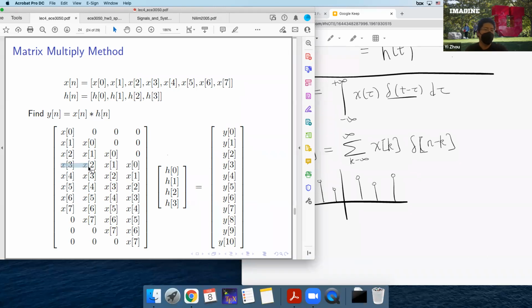And you can see that the X signal in each row is reversed, right? Because in the convolution, we need to reverse the X part before we shift it. So this exactly illustrates how we do discrete convolution. Okay. So if I give you 2 discrete signals, you should be able to follow this matrix multiply method to do this discrete convolution.